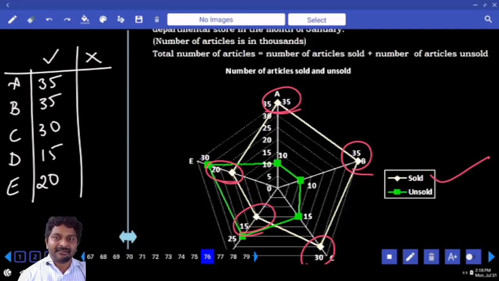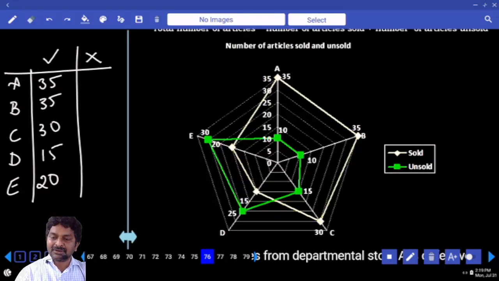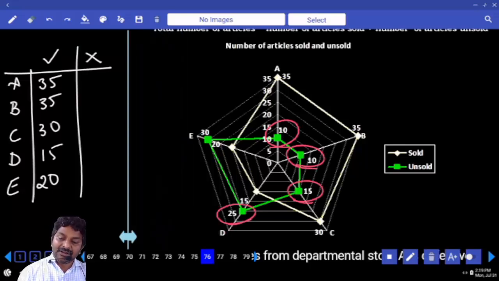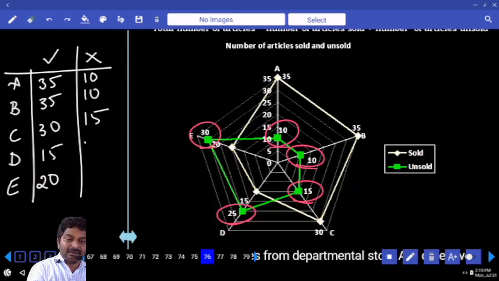35, 35, 30, 15, and then 20. Numbers are also there, so you don't have to worry about it. Unsold, green color: 10, 10, 15, 25, and then 30.